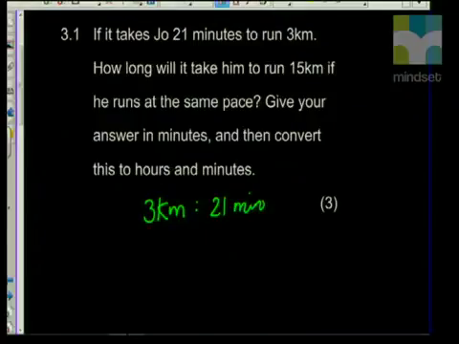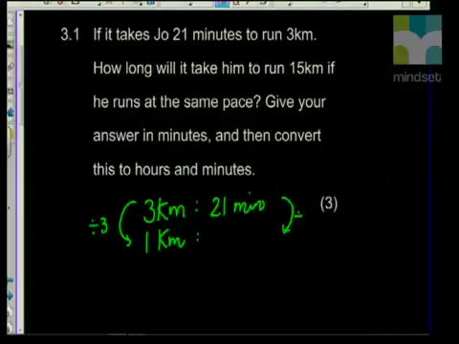I would suggest that you find out how long it's going to take him to run 1 kilometer. So I could do this by saying 1 kilometer. And in order to work out that, I'm just going to divide it by 3, because 3 divided by 3 is 1. And this is a lovely number, so that I can also divide this one by 3. And 21 divided by 3 is 7 minutes.